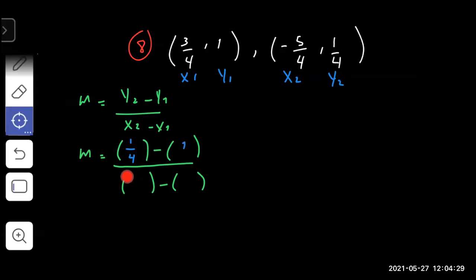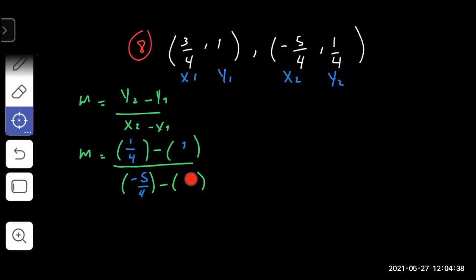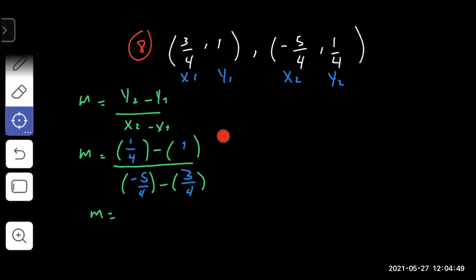And then let's go to the x2. -5/4. Thank you. And what is the x1? 3/4. Correct. Okay, let's simplify this, guys. 1/4 minus 1, guys. If you have a calculator, you can use it, no problem. If you can do it mentally, do it. What is 1/4 minus 1, guys?